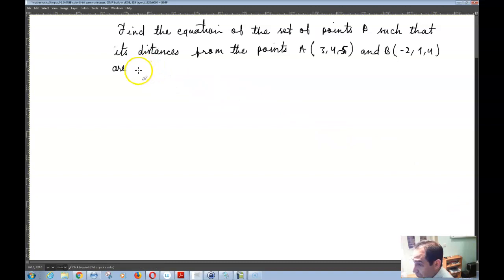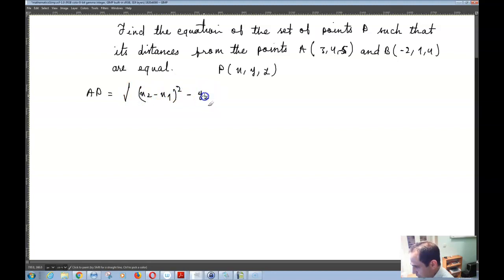Okay, so basically, to find the equation of the set of points such that the distances of these points from the points A and B are equal. So if you imagine that, for example, the coordinates of the point P are x, y, and z, then the distance AP would be the square root of (x2 minus x1) whole squared plus (y2 minus y1) whole squared, plus, actually these are all positive, plus (z2 minus z1) whole squared.